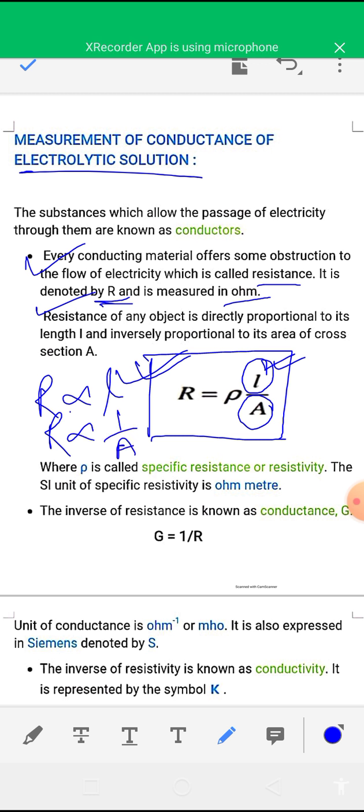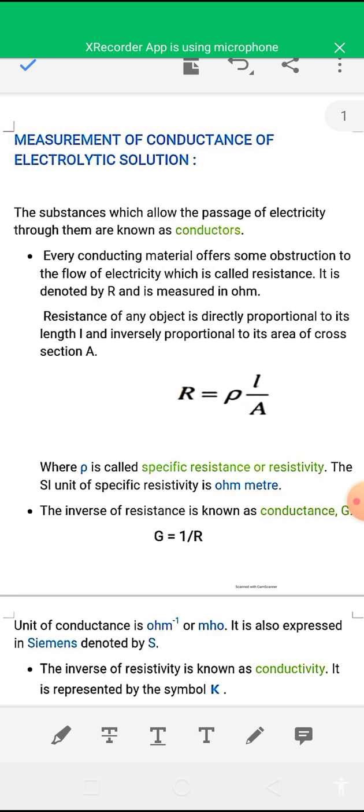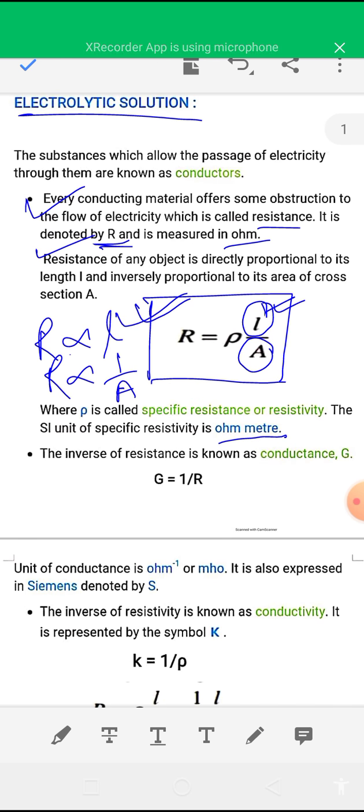So the resistance of a solution is directly proportional to the distance between the two electrodes, and inversely proportional to the area of cross section of the electrode. Combining these two relations, you can write R is equal to a constant into L by A, where the constant is rho, known as specific resistance or resistivity of the electrolytic solution. Its unit is ohm meter.